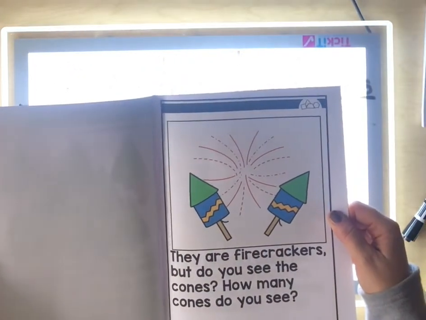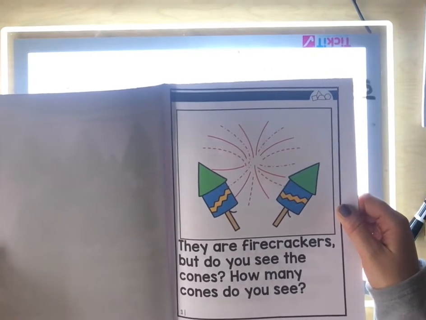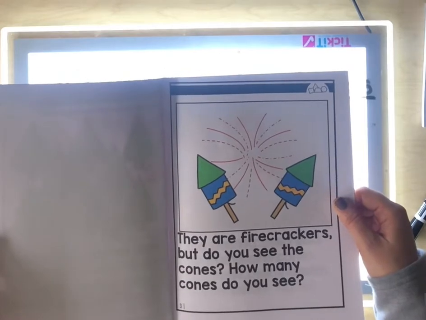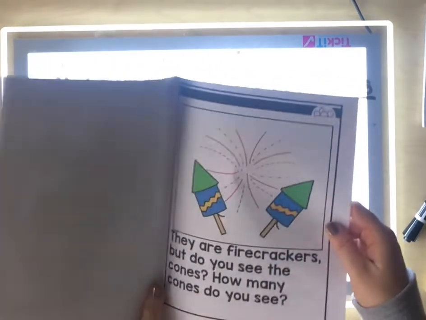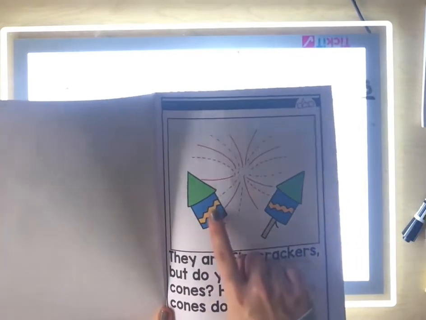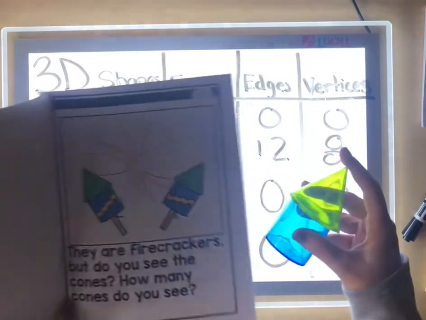What do you see in this picture? They are firecrackers, but do you see the cones? How many cones do you see? 2. Look at the ends, the cones. What shape is it stacked on? That's a cylinder, look. Does that look like the picture? It's got a cylinder and a cone, pretty neat.